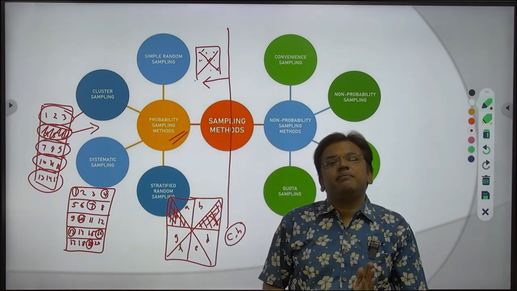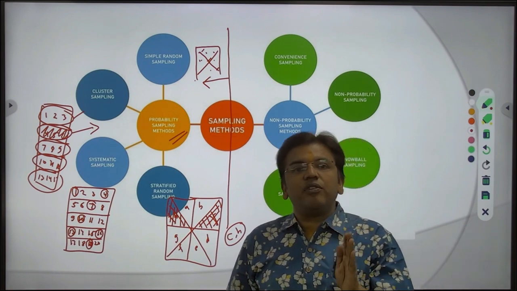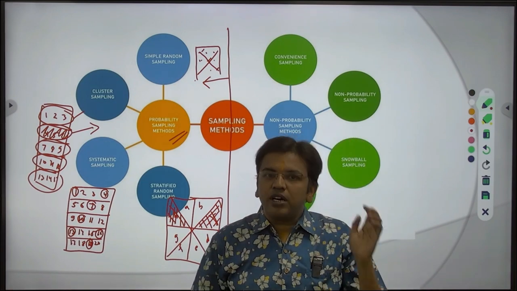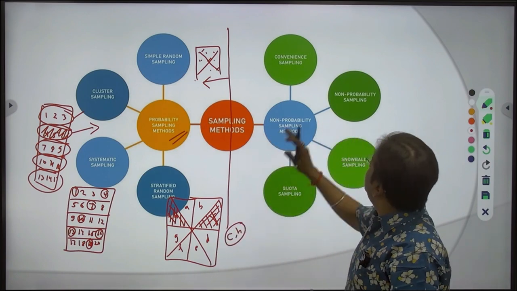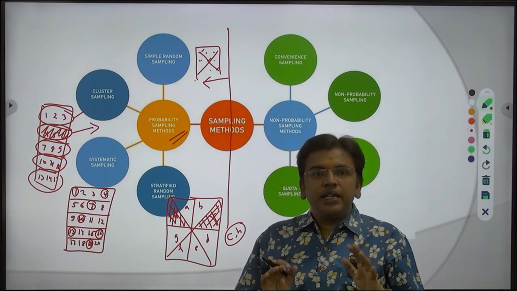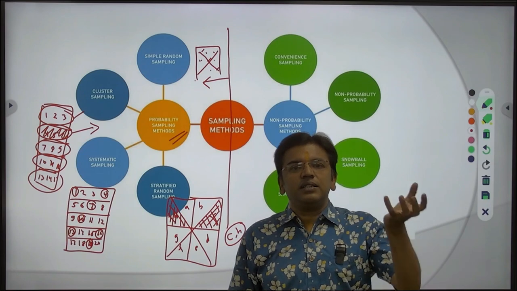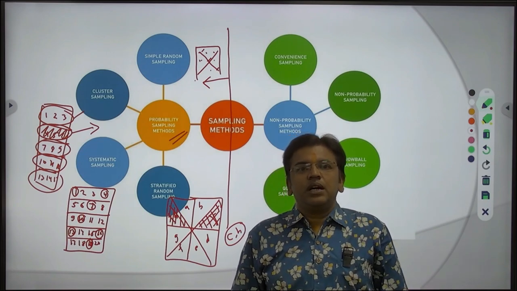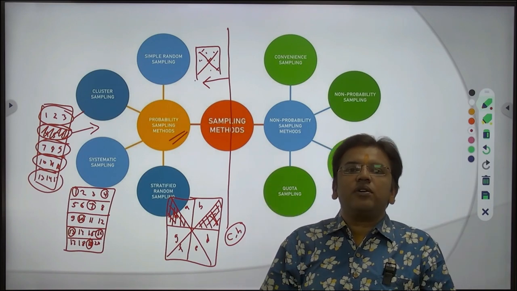It is a scientific method by which you collect your sample. It means the number of occurrences of an event and the number of non-occurrences of an event are known by the researcher. The second method is the non-probability sampling method. Here, there is no absolute way of collecting the sample. You can collect the sample at your convenience.